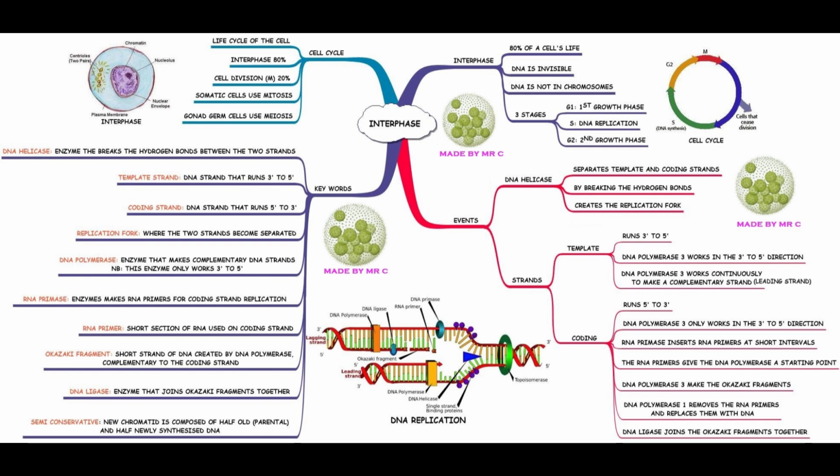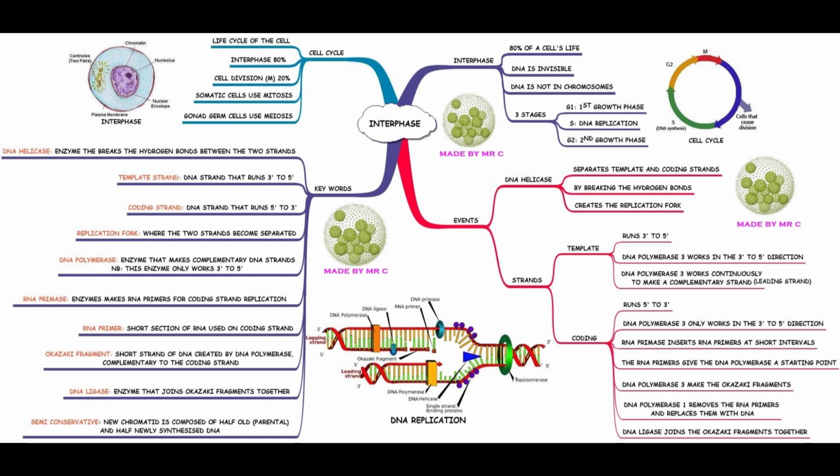primers for the coding strand during DNA replication, which are the start of the Okazaki fragments. An RNA primer is a short section of RNA used for copying the coding strand. A short section of nucleotides is often called an oligonucleotide. Okazaki fragments are short strands of DNA created by the DNA polymerase, and they are complementary to the coding strand.